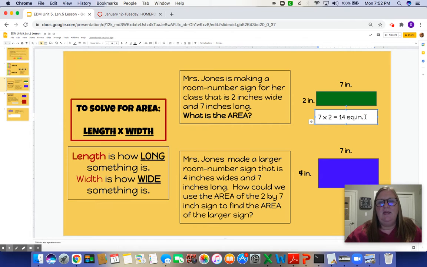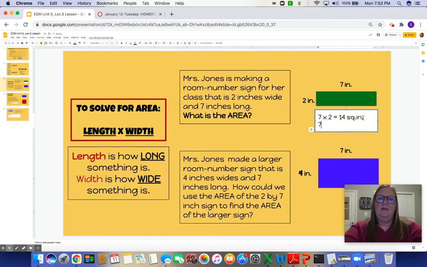Mrs. Jones made a larger sign for her room that is 4 inches wide and 7 inches long. How could we use the area of the 2 by 7 inch sign to find the area of the larger sign? Hopefully you've noticed by now that we took the 2 and we doubled it because we know 2 plus 2 equals 4. Or again, you could do 2 times 2 equals 4. So we've changed the width of the sign this time. So we can take this sign that the length has stayed the same in both of and just double this amount to figure it out.